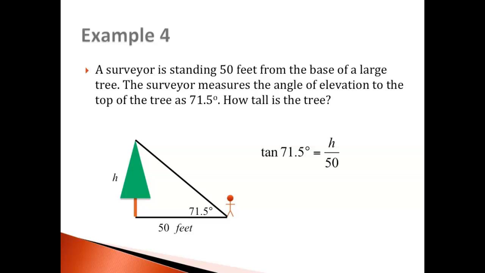Now we solve for h, multiply both sides by 50. 50 cancels on the right. And we're left with 50 times tan of 71.5, which is equal to about 149.4 feet.